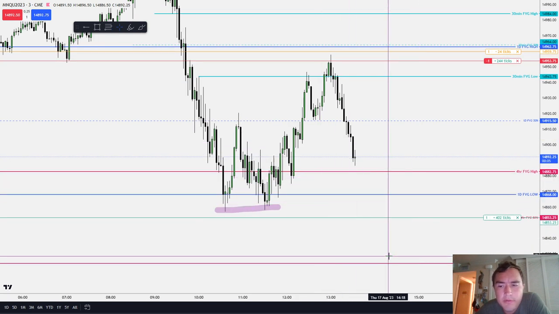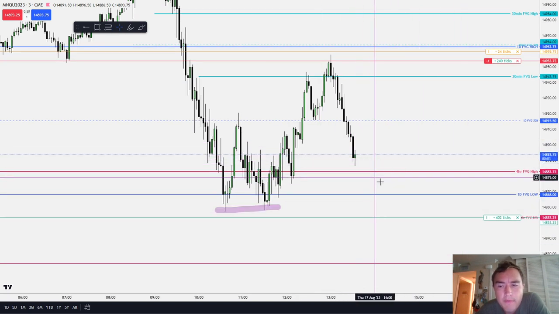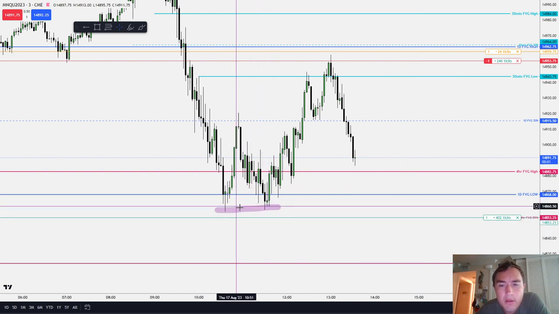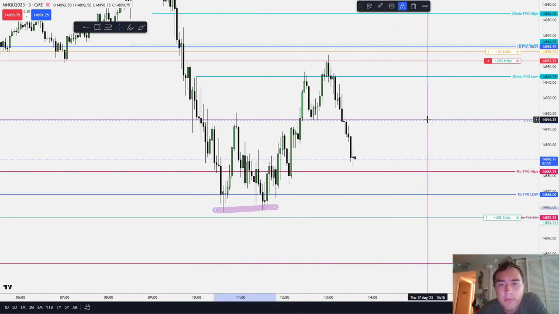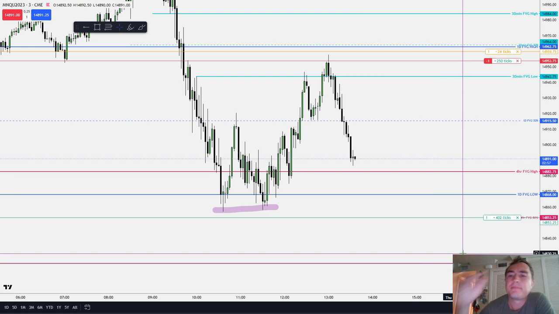Market has multiple reasons to go lower. We have inefficiencies lower and we have liquidity lower. Market's got multiple reasons to want to head down there. Okay, so there we have our first 3 minute green candle. All right, so now we're getting a retracement.